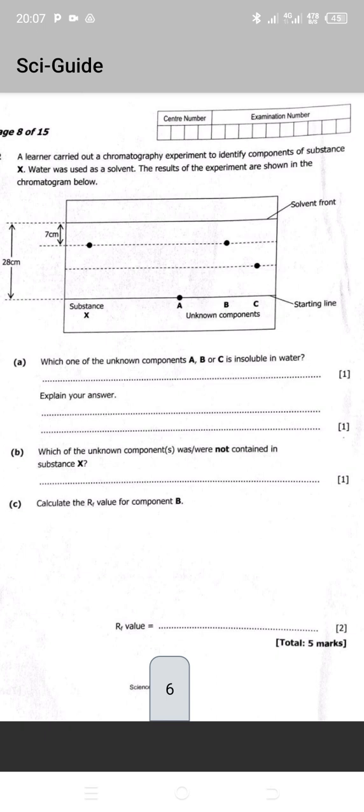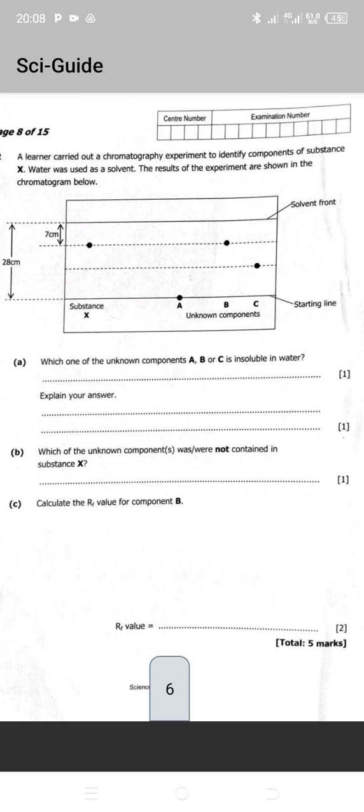A substance which has not moved the same distance as substance X, then we can say it was not contained in X. So from the substances which have moved, we have B and C. Of B and C, there is one which has not moved the same distance as substance X, meaning that component is not contained in substance X. So from there, B has moved the same distance that substance X has moved, and then C has not moved the same distance as substance X.